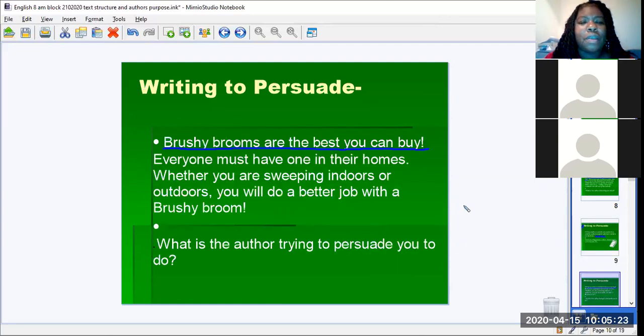All right. Brushy brooms are the best you can buy. Everyone must have one in their homes. Whether you are sweeping indoors or outdoors, you will do a better job with a brushy broom. What is the author trying to persuade you to do?